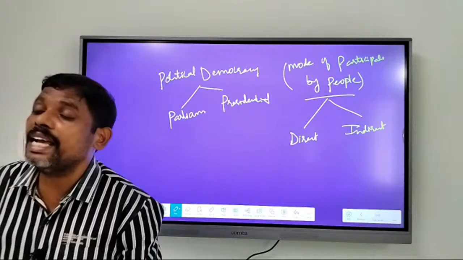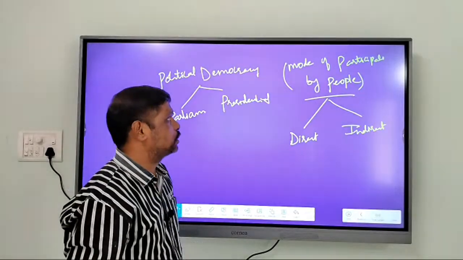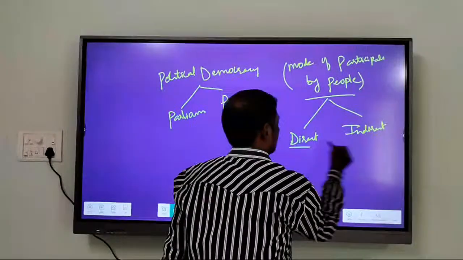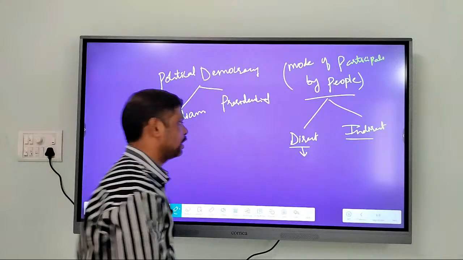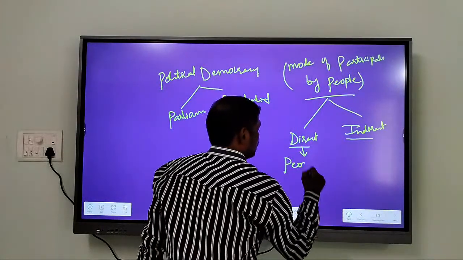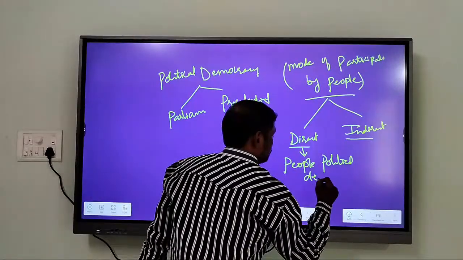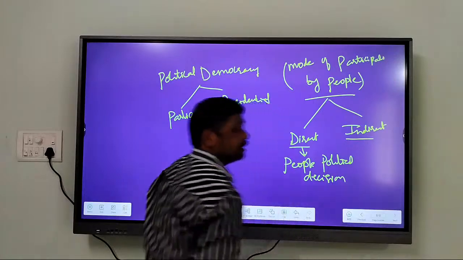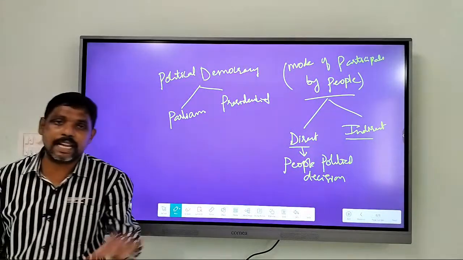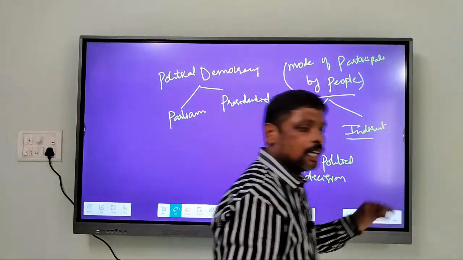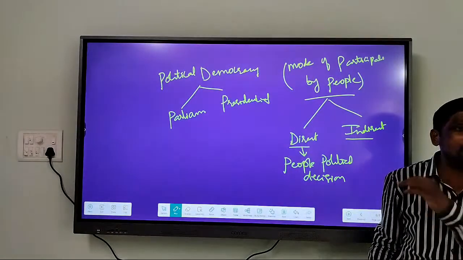So, based upon the nature of participation, we can classify democracy into direct and indirect. Direct democracy denotes, right, where people directly participate in political decision making. That is, the political decisions are made directly by the people. It is the people who are directly involved in political decision making. The political issues are decided by people themselves.